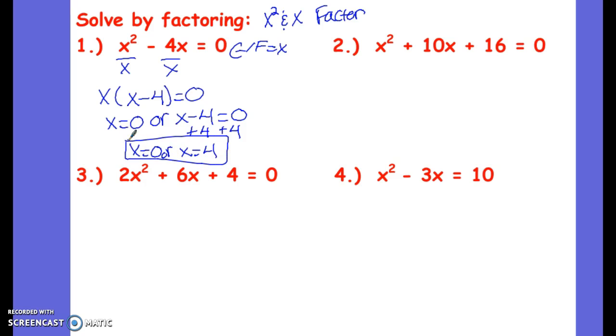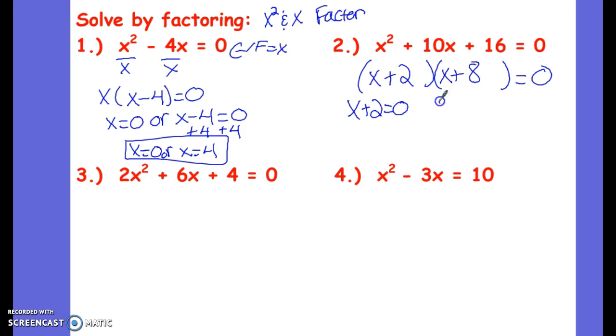For the second one, what multiplies to be 16 and adds to be 10? Oh, how about x plus 2 and x plus 8? Set each factor. X plus 2 equals 0. X plus 8 equals 0. Subtract 2, x equals negative 2. Subtract 8, x equals negative 8.